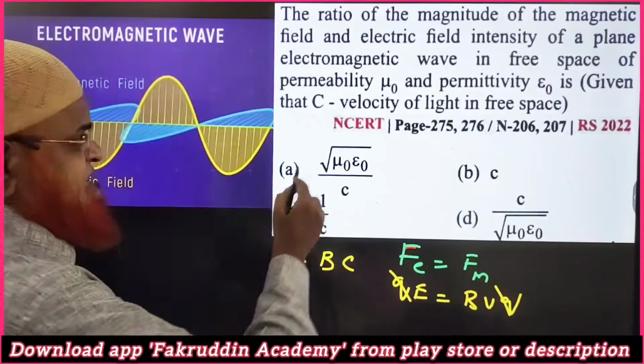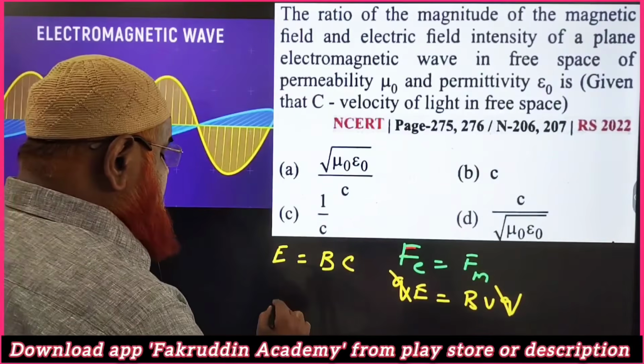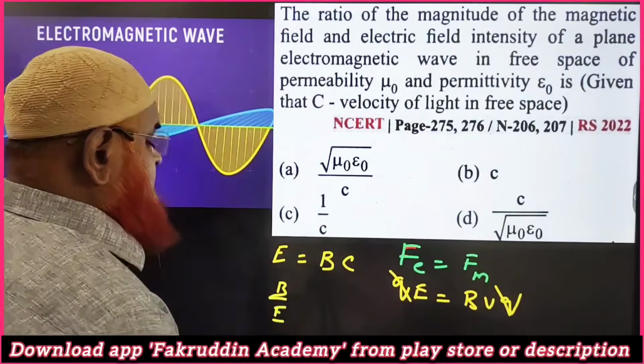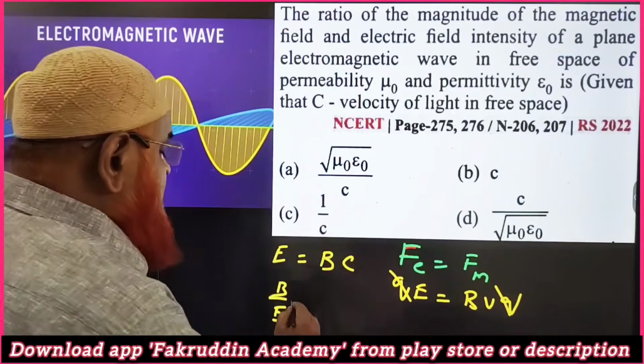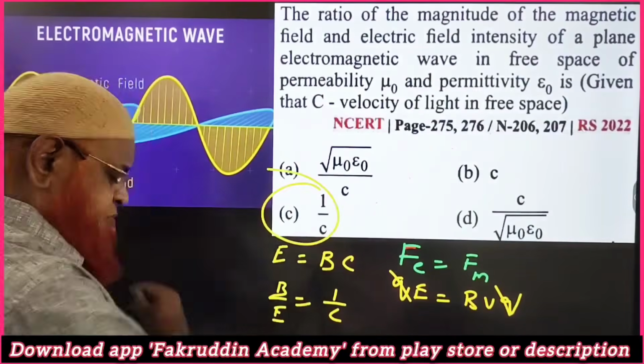And he is asking us to find out the ratio of B by E. So B by E is equal to 1 by C. That's it. Your answer is C option.